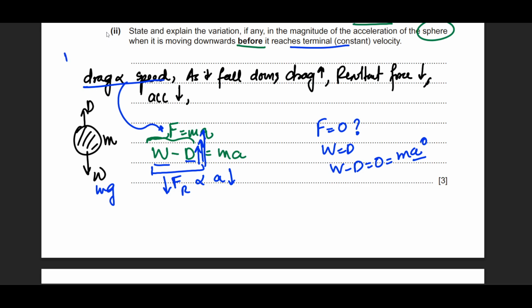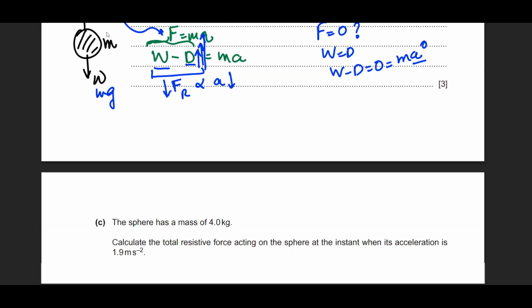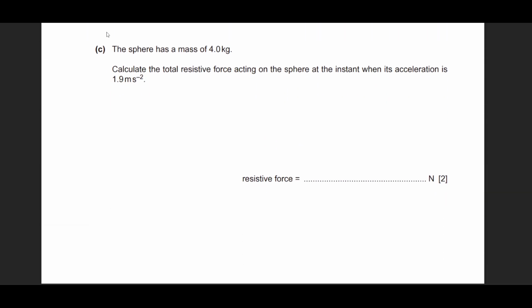So this is actually a P1 question, or an MCQ question, that he's asking you in terms of a P2 question for a theoretical answer. He says the sphere has a mass of 4 kg, and calculate the total resistive forces acting on the sphere at the instant when its acceleration is 1.2. So at this point, it's quite possible that there is a weight mg, and there is a resistive force F, let's say drag, and the whole system is moving through air.